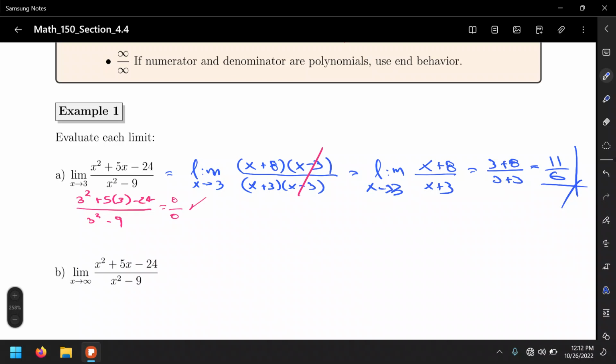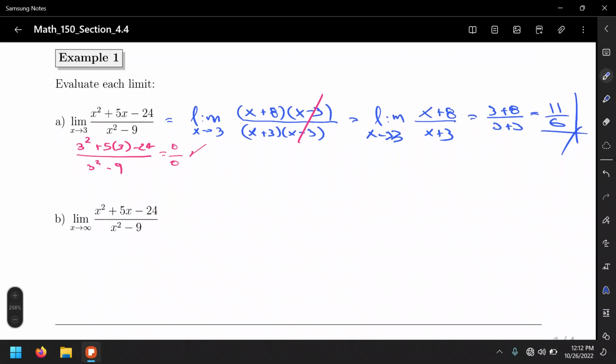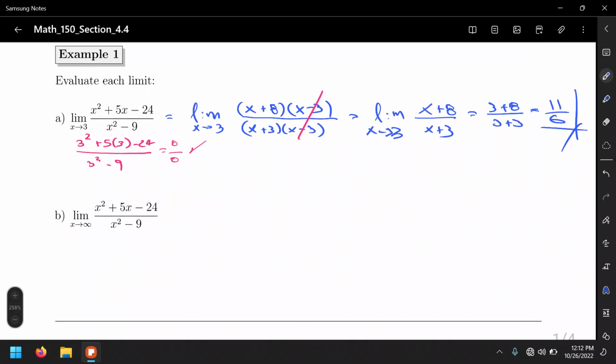Letter B. It's the exact same function, x squared plus 5x minus 24 over the quantity x squared minus 9. But this time we're not approaching the limit as x approaches 3. It's as x approaches infinity this time. Alright, so the painful way to go about this limit, which we learned weeks ago, maybe a couple of months ago, was to divide both numerator and denominator by the highest power of x in this case, right? However, we're not going to do that.